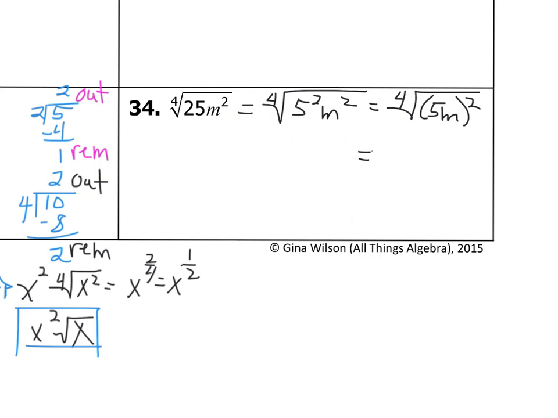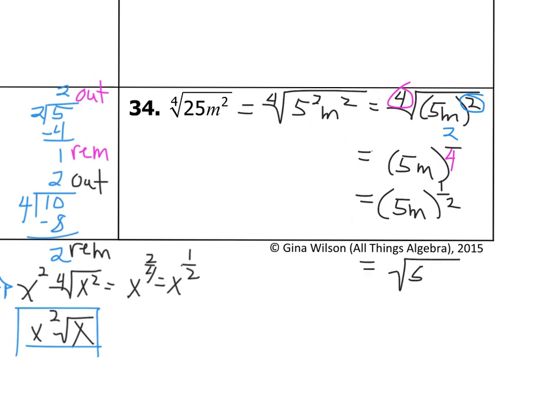If you convert it, take the base of 5m, and then we have the 2 here goes in the numerator, and the index 4 here goes in the denominator, and 2/4 reduces to 1/2, and so our final answer, I'm going to put it down here, would be the square root of 5m.